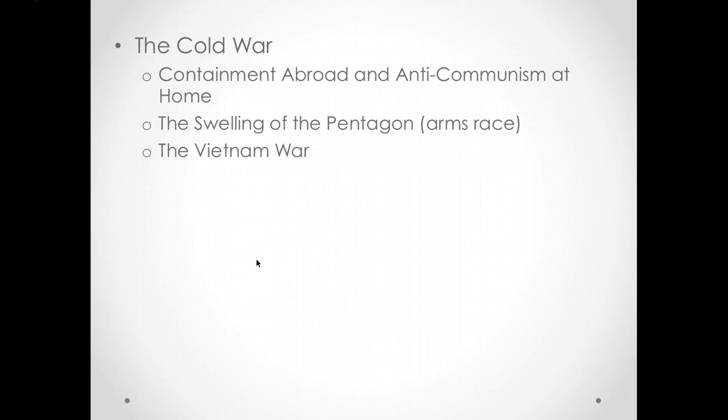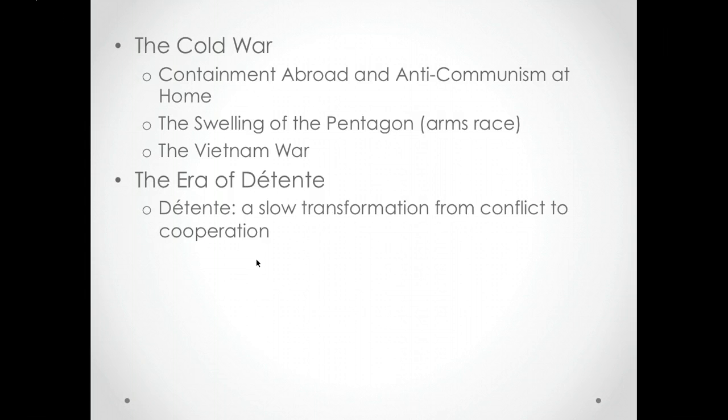During the Cold War, we saw a huge growth in the Pentagon and the spending on military weapons. Then we go through the tragedy of Vietnam, which makes many Americans question the use of military force as a means of attaining foreign policy objectives. In the 1970s, during the era of Richard Nixon and his Secretary of State, Henry Kissinger, the U.S. pursues a policy of détente. Détente is a transformation from conflict to cooperation with the Soviet Union.